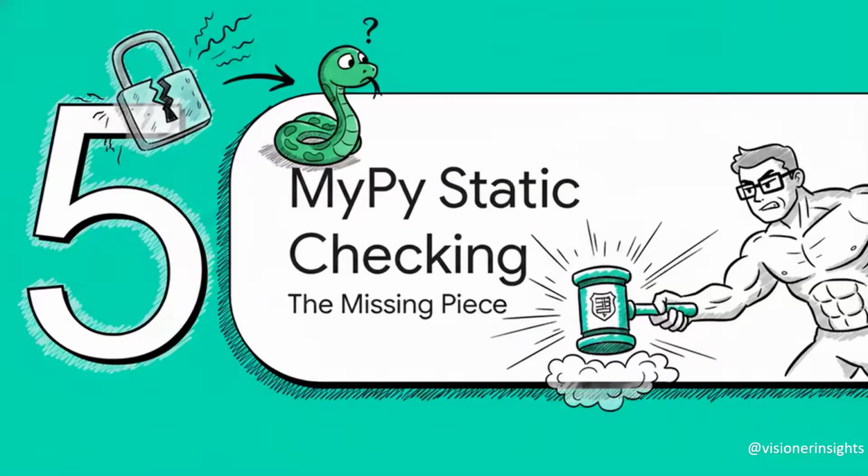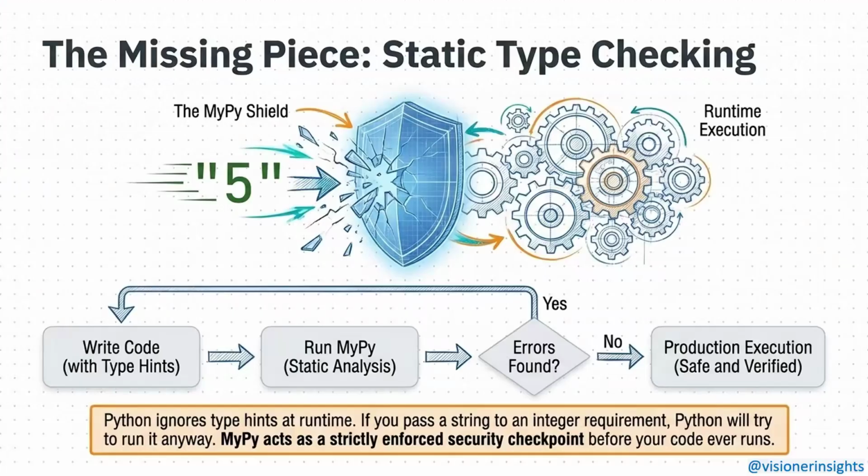Moving on to Section 5, Mypy static checking, the missing piece. Here's the catch with everything we've talked about so far. Standard Python will still stubbornly try to run incompatible types. It actually ignores those hints at runtime. Enter Mypy. Mypy acts as our strict enforcer. It's a static type checker that works like an ironclad security checkpoint, a literal shield that shatters bad inputs before they ever have the chance to reach your production gears.